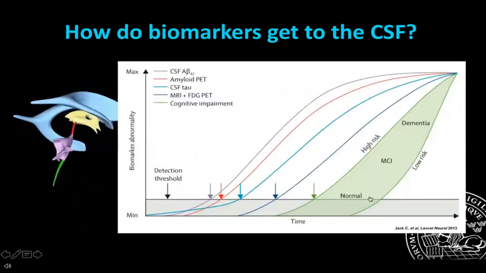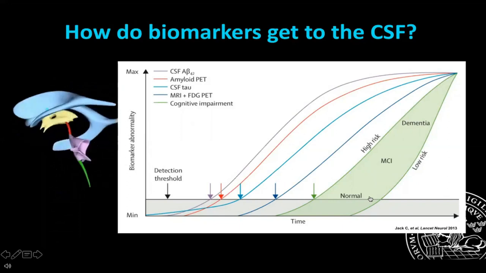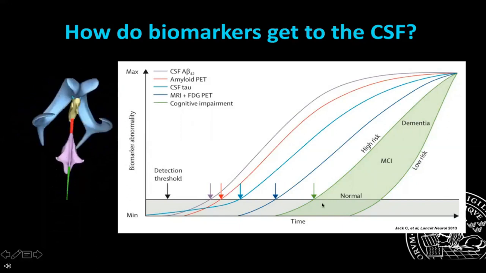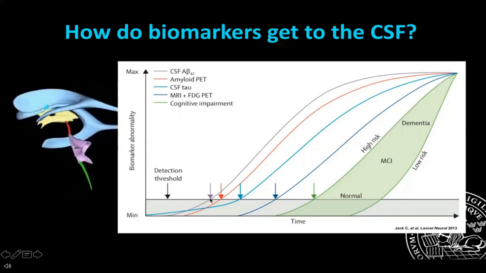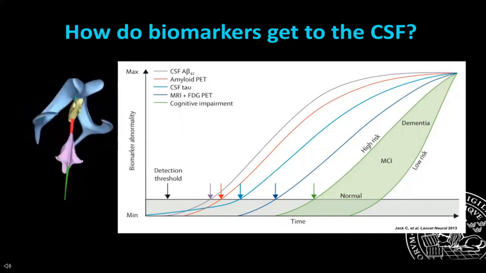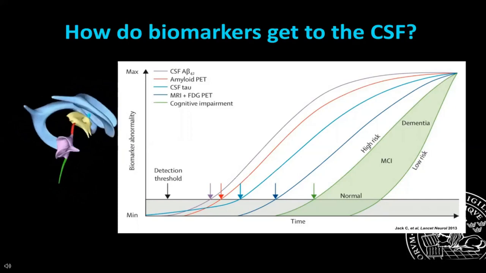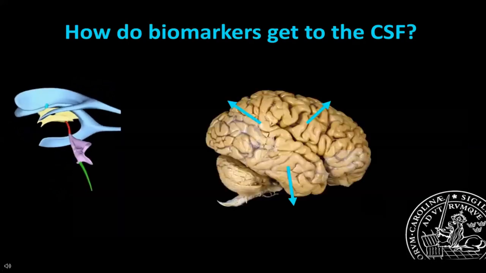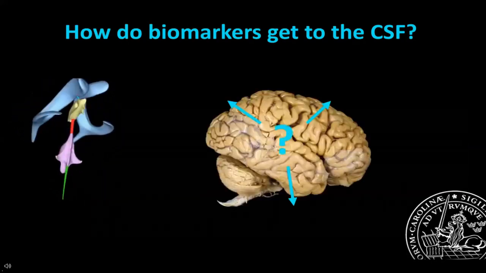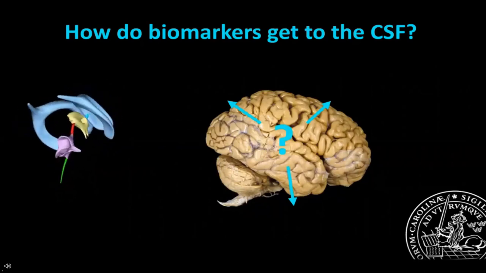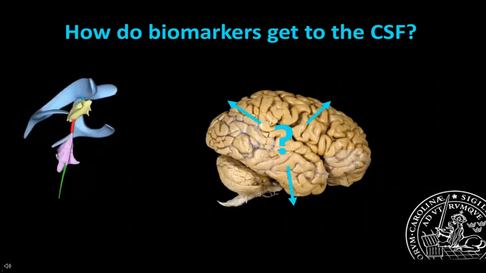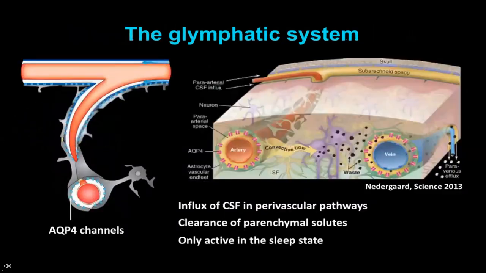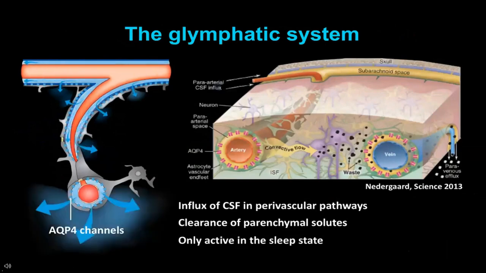What you see here is the progression of Alzheimer's disease. But you also see that the first detectable event is the presence of amyloid beta in the CSF. So that begs the question, how do these biomarkers produced inside the brain actually get to the CSF? This is something that the glymphatic system can explain.